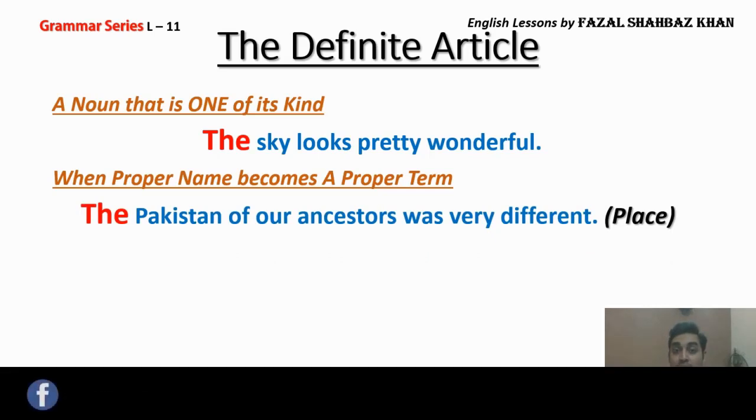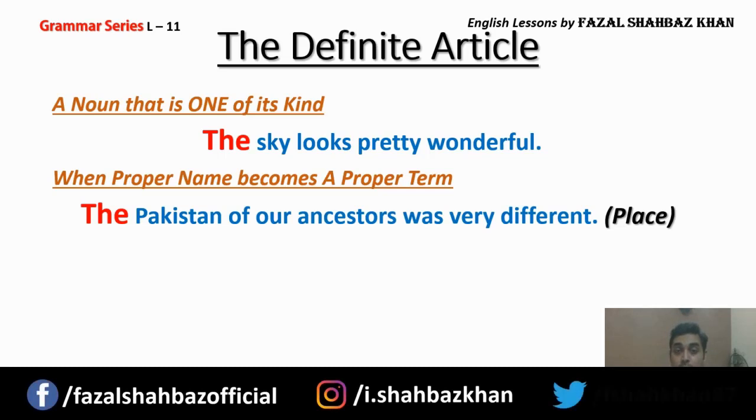Now, normally what do we have? Pakistan. Right before the name of this country, Pakistan, we don't have any article attached. But it is because of the type of the sentence we have that has allowed us to use an article right before the country's name, that is Pakistan. Now let us go about reading the sentence once again. The Pakistan of our ancestors was very different.